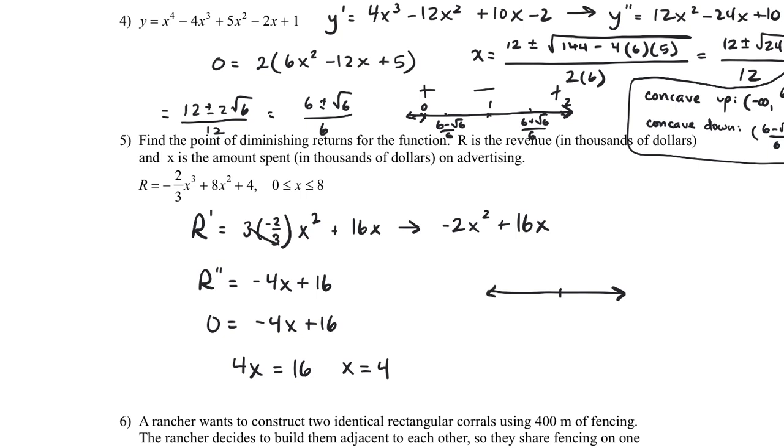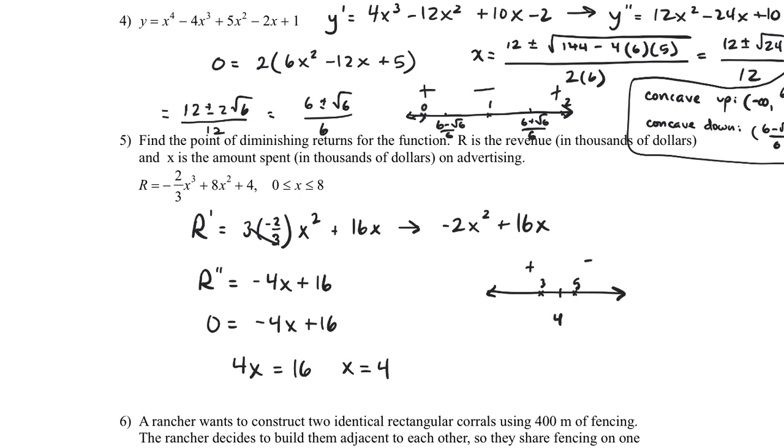Now we need to prove that it's an inflection point, which means it has to switch concavity. So if we choose 3 and 5 as test points in the second derivative, negative 4 times 3 is negative 12 plus 16 is positive. If we test 5, negative 4 times 5 is negative 20 plus 16 is negative. So it changes concavity, which means that is an inflection point. So find the point of diminishing returns for the function.